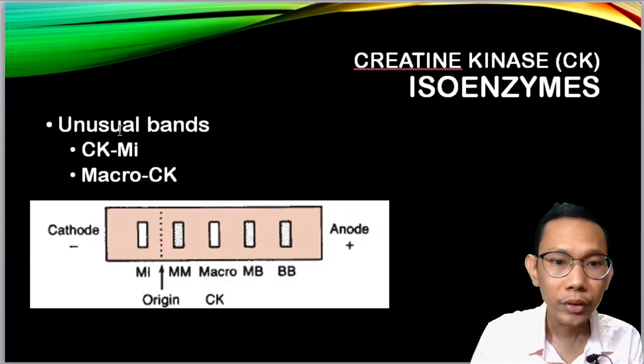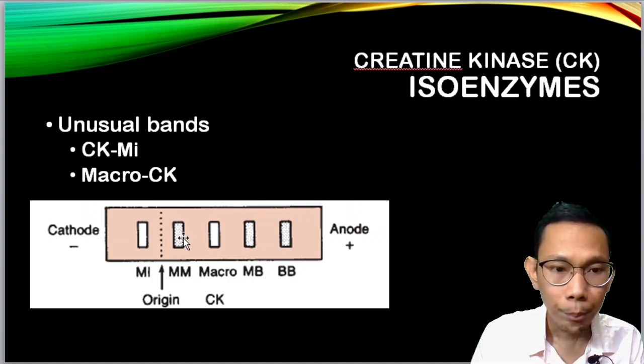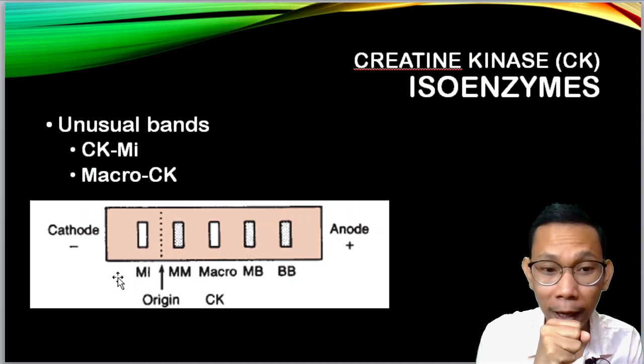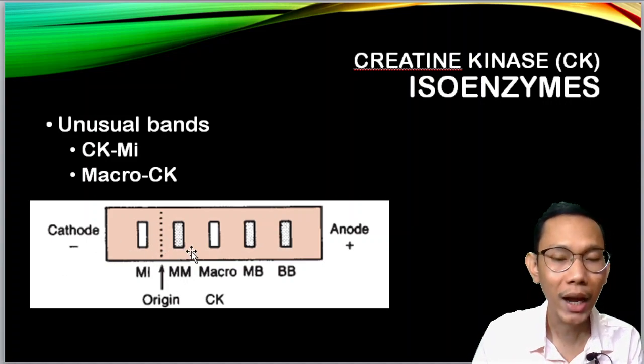How about the two other bands that we have seen in your electrophoresis? Based on this diagram in your electrophoresis of your creatine isoenzymes, we can also locate two other unusual bands. We see there is a CKMi. This Mi does not stand for myocardial infarction, it's different. This is CKMi, and there is also macro CK. Your macro CK is located between your MM and your MB, while your Mi is the slowest among the 5 isoenzymes.